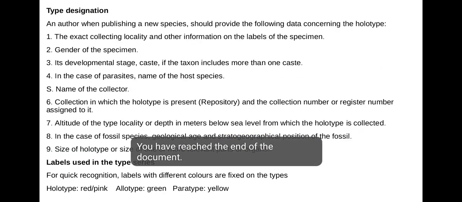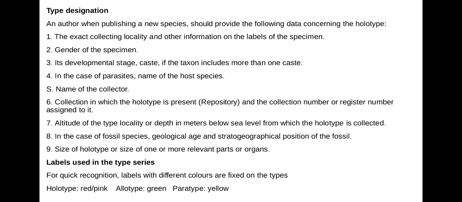Then type designation. An author, when publishing a new species, should provide the following data concerning the holotype: the exact locality and other information on the labels of the specimen, gender of the specimen, its developmental stage, caste if the taxon includes more than one caste. In the case of parasites, the name of the host species is also provided. The name of the collector, collection in which the holotype is present, repository, and the collection number or register number assigned to it. Then altitude of the type locality or depth in meters below sea level from which the holotype is collected.